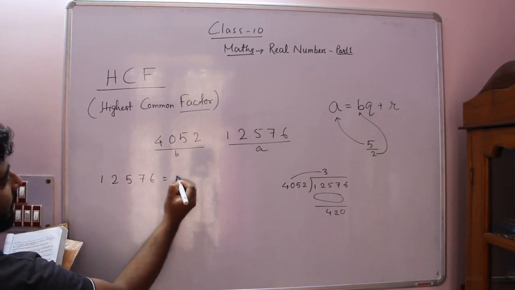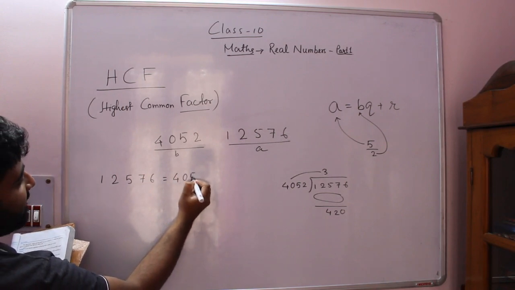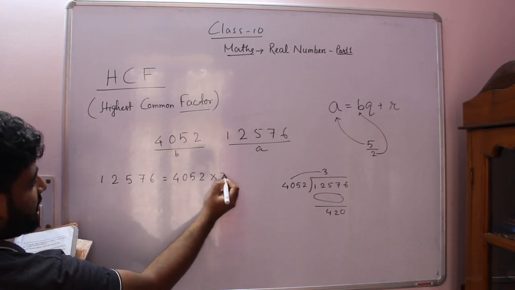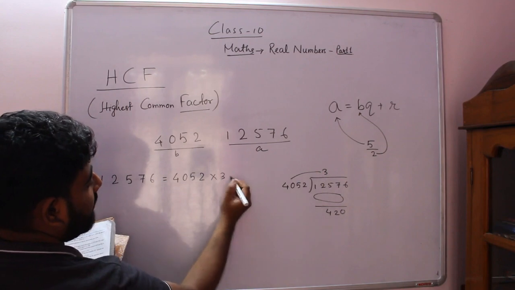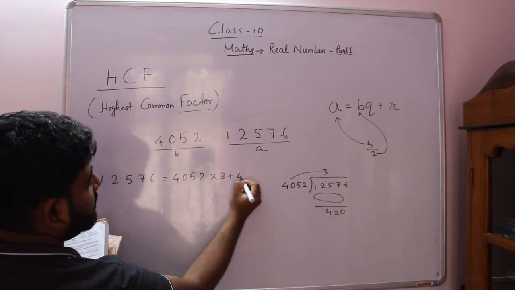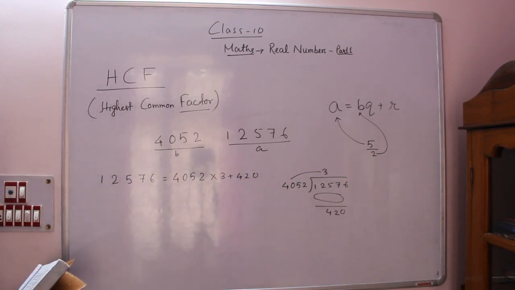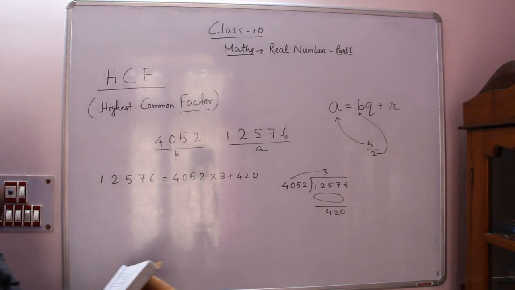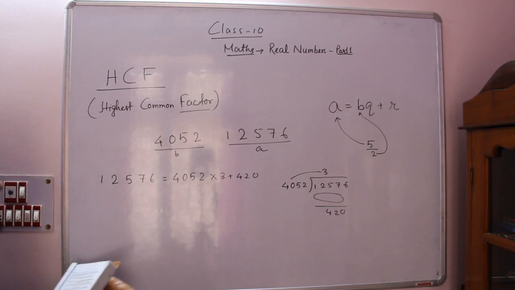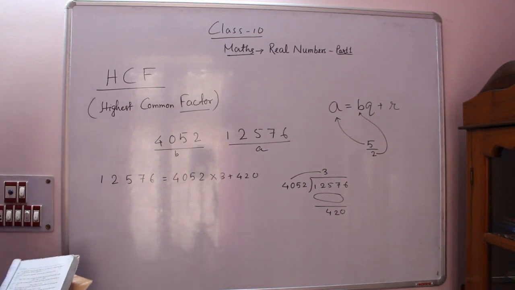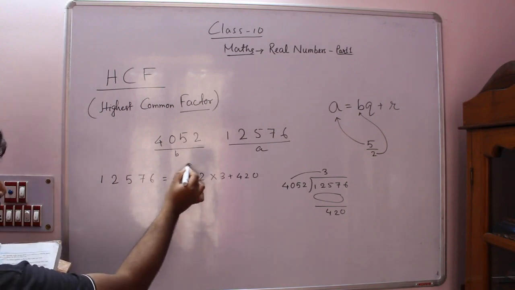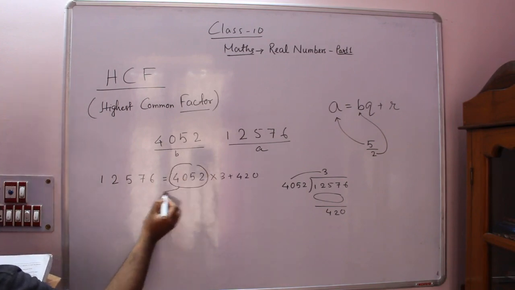12576 will be equal to 4052 into 3 plus the remainder 420. Now the catchy part, the next part is we have to keep on using this algorithm until and unless the remainder becomes 0.